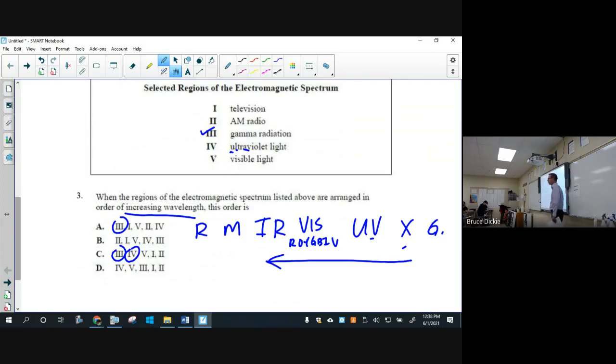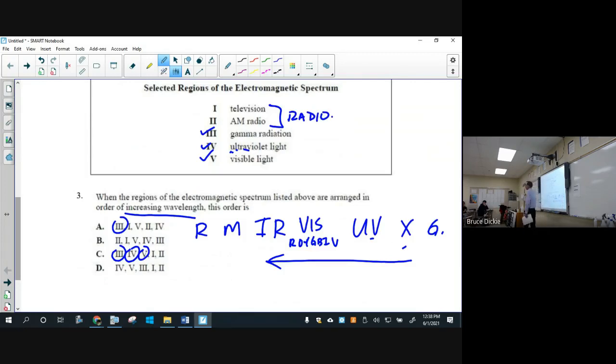All right. Well, let's just keep going just to make sure here, okay? What do you have next? Visible light. Yeah, that works, right? 5, visible light. And then we're down to television and AM radio. These are both radio waves.